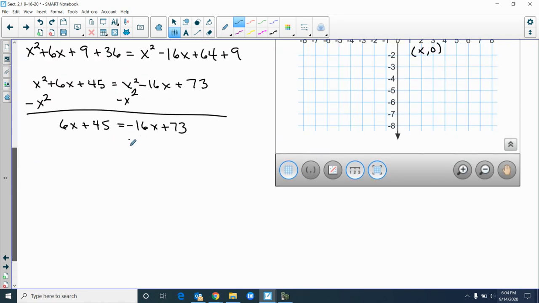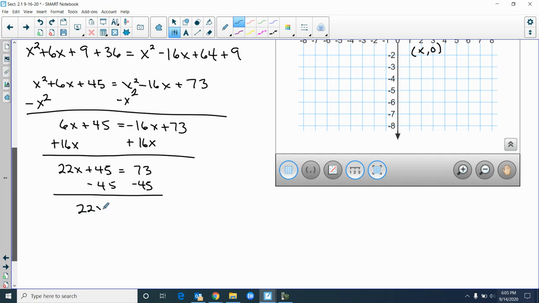Now I just got a linear equation. Get x by itself: add 16x to both sides. I get 22x plus 45 equals 73. Subtract 45, and I get 22x equals 28. Divide by 22, and that gives me x equals 28 over 22, which I'm going to reduce to 14 over 11. That's fine. I don't need to write it as a decimal.